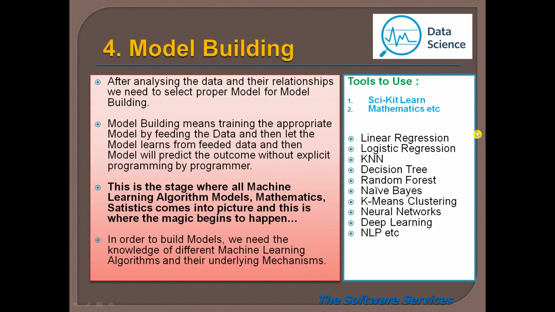One is linear regression, which is used to predict a continuous variable. And logistic regression, KNN, decision tree, random forest, naive Bayes, these five are used to predict a categorical variable. Categorical variable means discrete things. Okay, yes or no, like that.